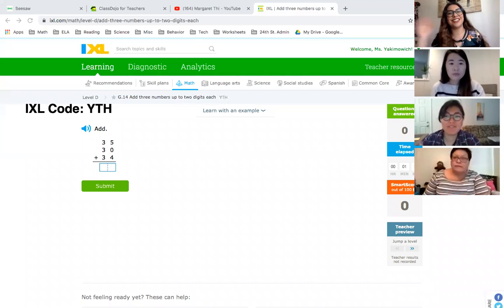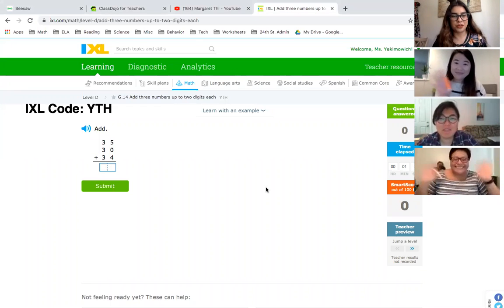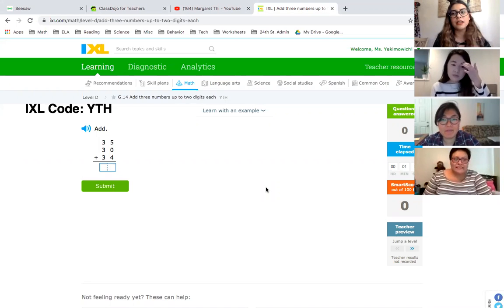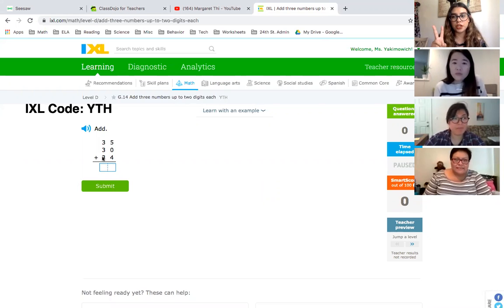Hi, boys and girls. So today, for today's lesson, we are going to be using IXL for adding two-digit numbers with three or more numbers in our equation or number sentence. So our code is the same code as last time for IXL.